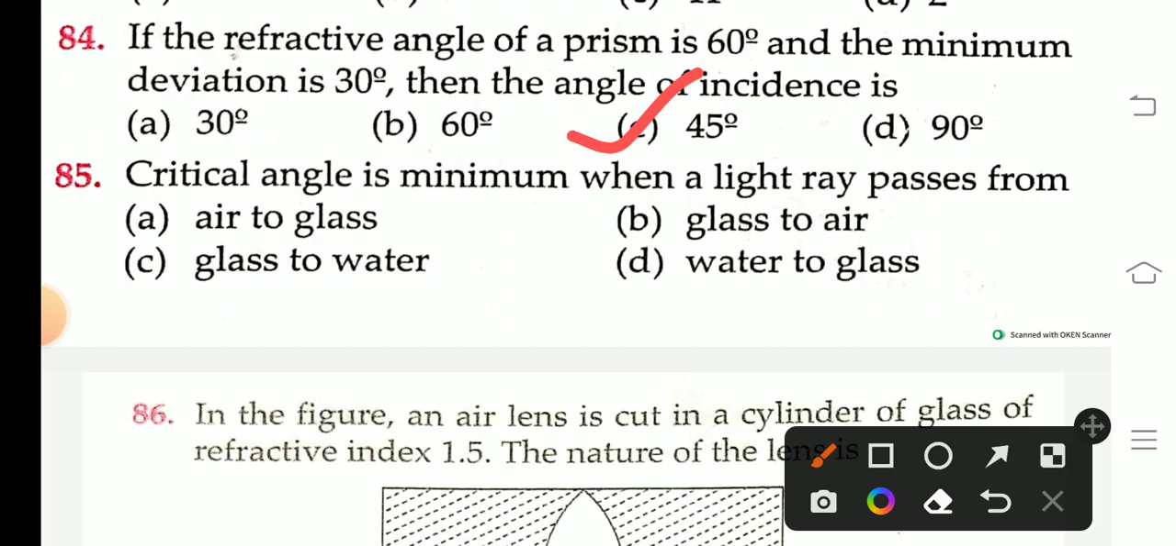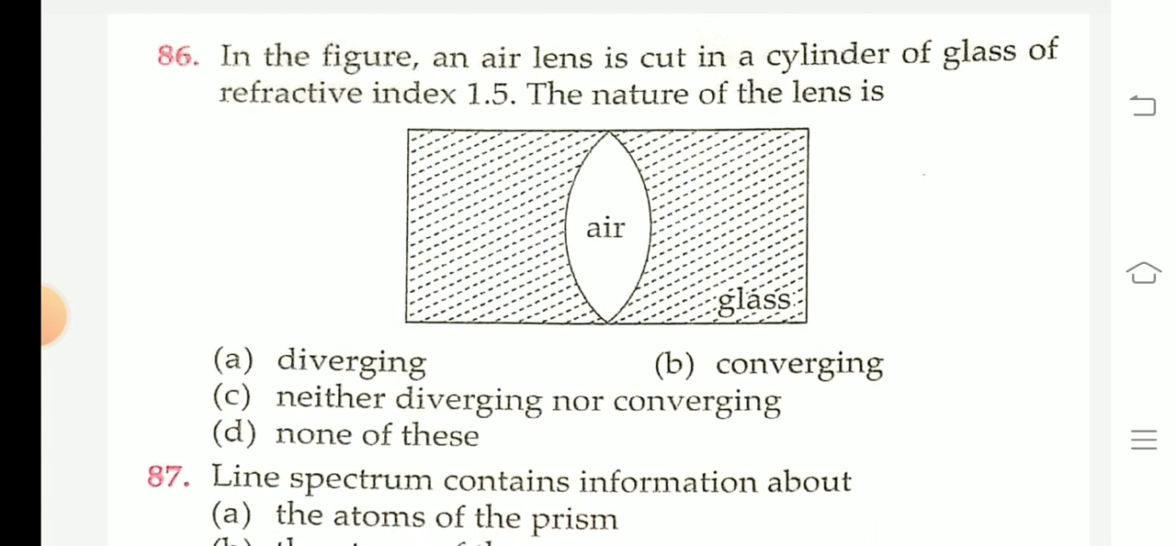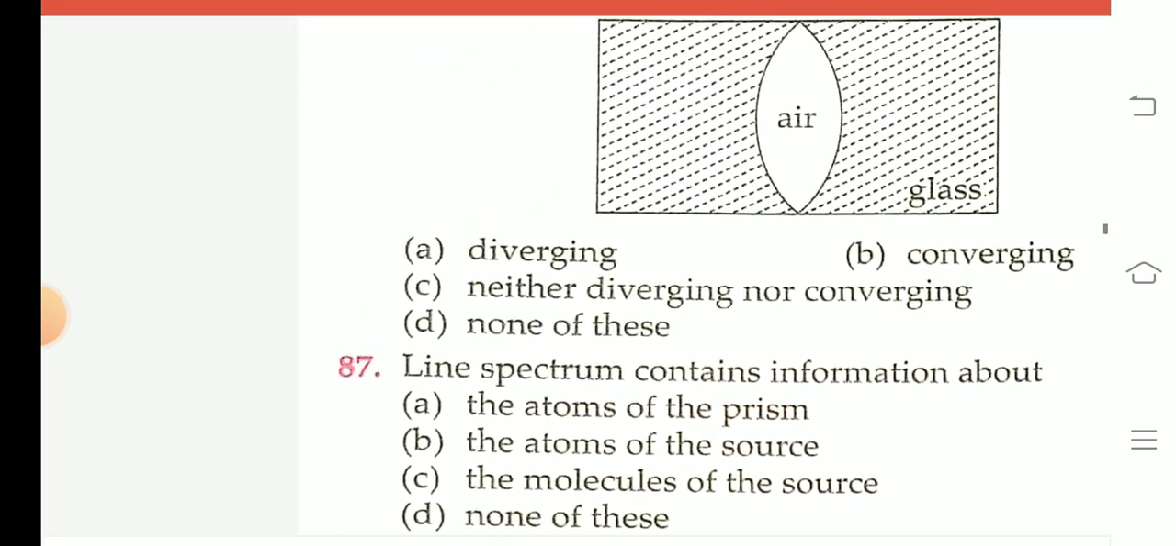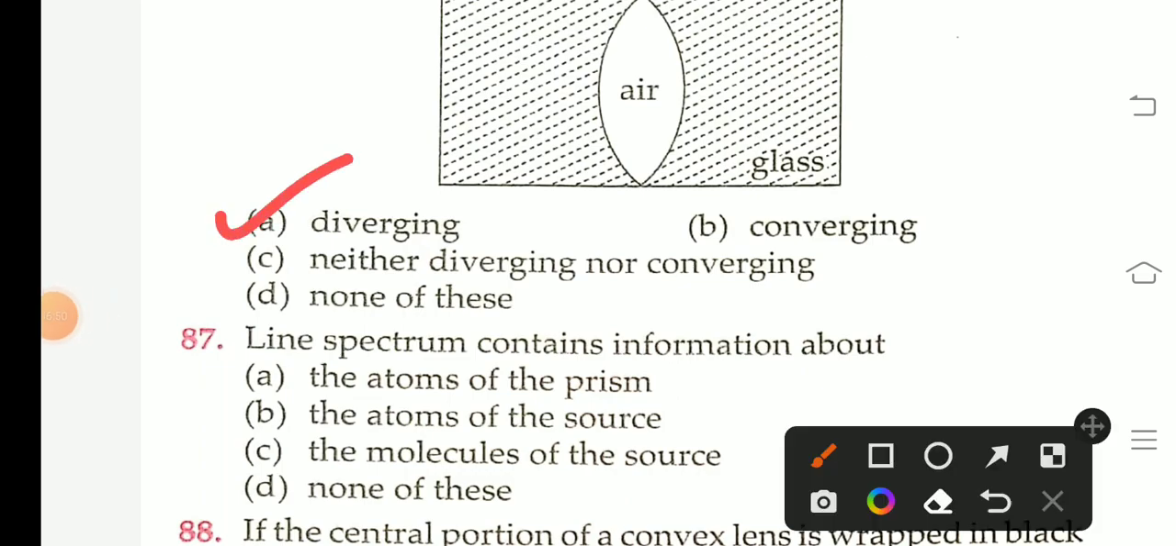Next, critical angle is minimum when a light ray passes from. Right answer will be option B, glass to air. Next, in the figure, an air lens is cut in a cylinder of glass of refractive index 1.5. The nature of the lens is. Right answer will be option A, diverging.